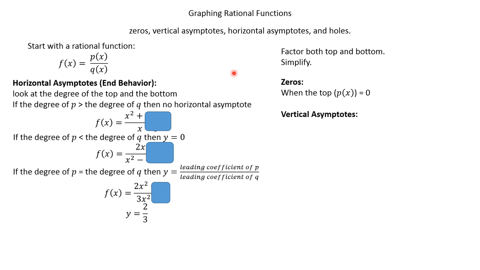For vertical asymptotes, that's where x can't happen. Well, what would make a fraction where it can't happen? That would be when the bottom equals 0. And then the holes are those factors that we canceled. When simplified, it was 0 in both the top and the bottom. That becomes a hole. And a hole is somewhere where the function should be, but for whatever reason it's not. It's just a little blip that's not in the graph. And we'll see how to graph those as well.